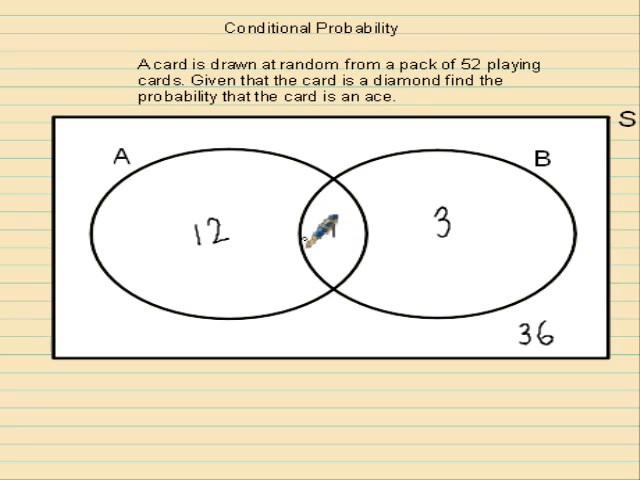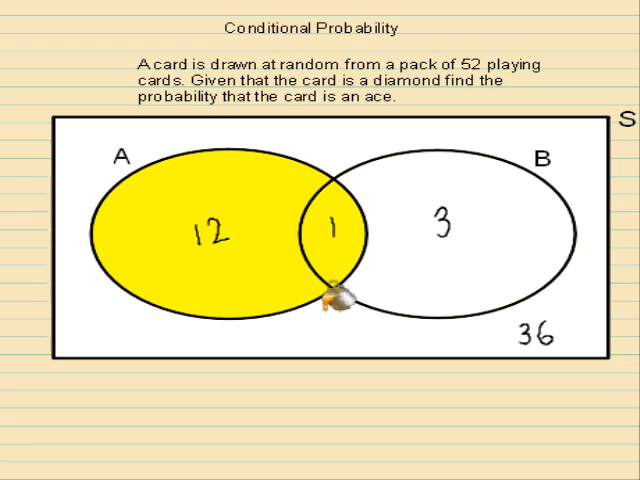The way to look at it is this. The card being a diamond, that has already occurred. So the sample space is now restricted to just this closed curve, because that's happened. And what we're asking is, given that this has happened, what is the probability that the card is an ace? And we can see here, this intersection here represents the events of it being an ace. So we've got a 1 chance out of 13.